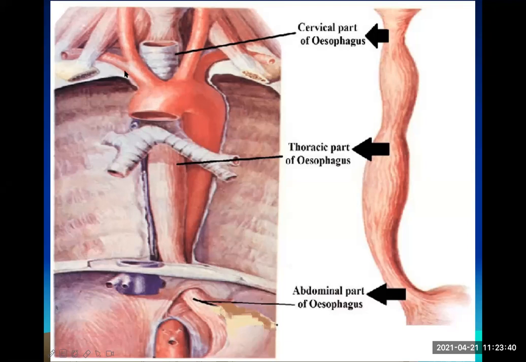Which is this blood vessel? What is the name of this blood vessel? Brachiocephalic trunk. Yes, brachiocephalic trunk. Now, the brachiocephalic trunk gives rise to two important blood vessels. What is this and what is this? What is the name of this blood vessel which is going up?